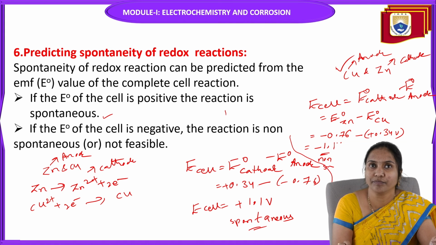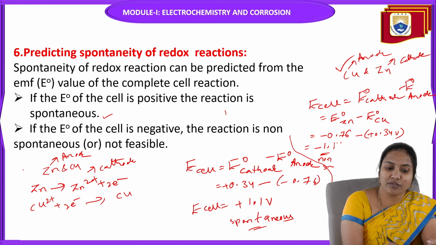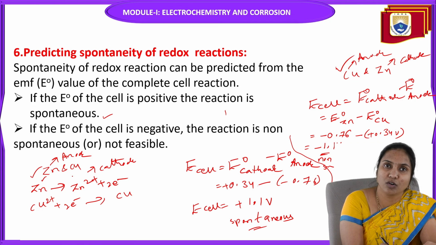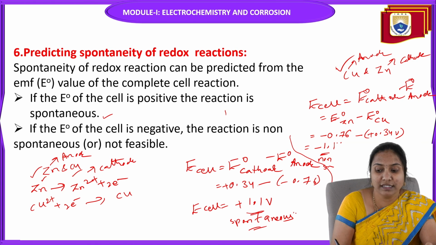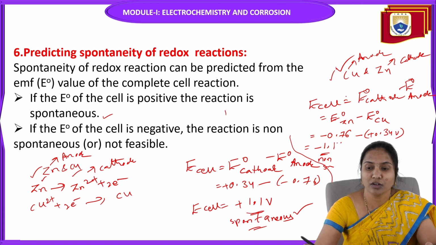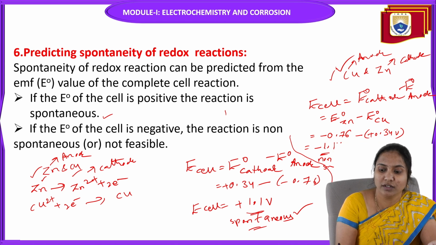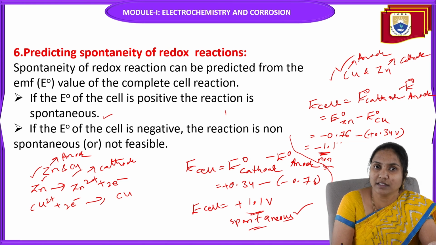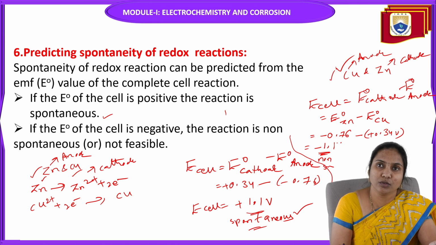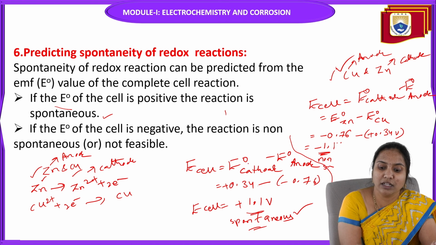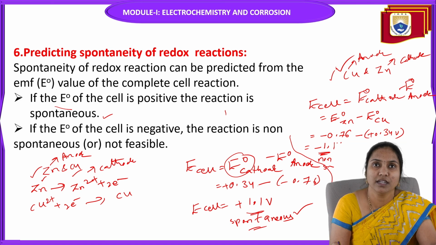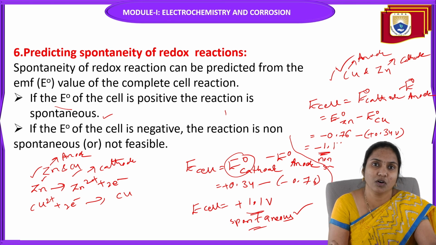In this way, we calculate whether a reaction is spontaneous or not. For example, taking zinc and copper, zinc acts as anode and copper acts as cathode, and you get plus 1.1 volts. The E naught value is positive, so it is spontaneous. If you take copper and zinc, copper acts as anode and zinc acts as cathode, and the E cell value is negative 1.1 volts. This negative value means the cell reaction is non-spontaneous, not feasible. So we can calculate whether the E naught value is positive or negative by taking E naught values from the electrochemical series, and easily determine whether the cell reaction is spontaneous or non-spontaneous.